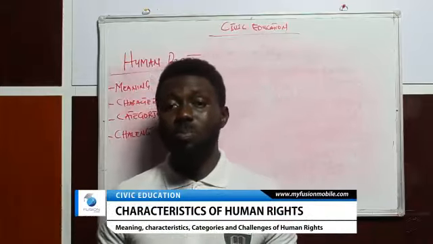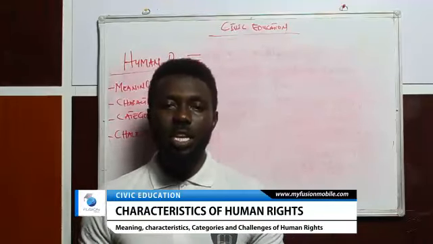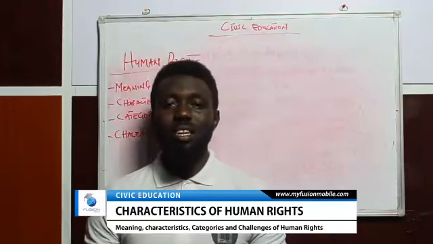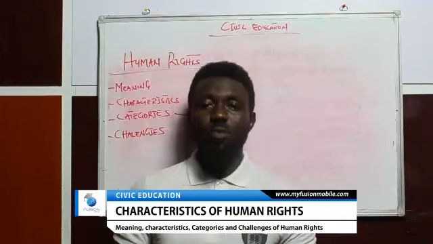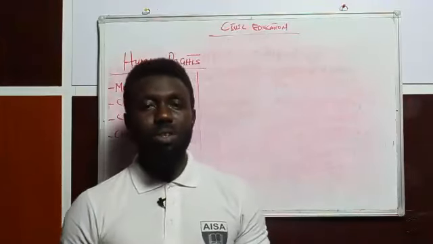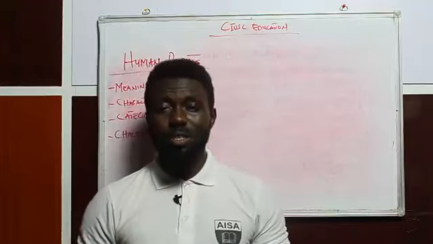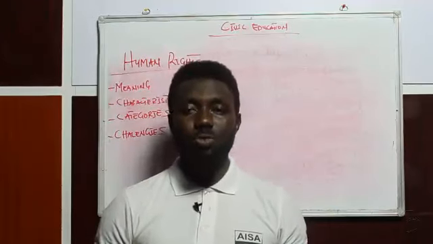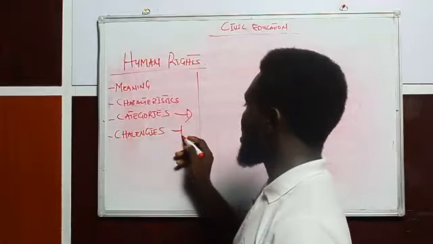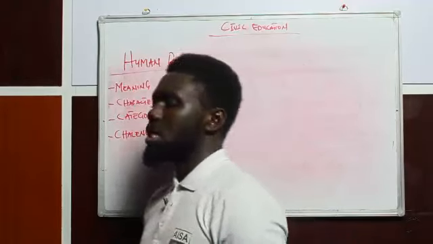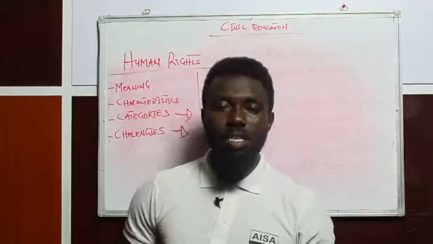Industrialization is one of the big problems the environment is facing currently. So that is the environmental rights, the third generation rights. These are the categories of human rights that we have: the civil and political rights, the economic and social rights, and then the environmental right.